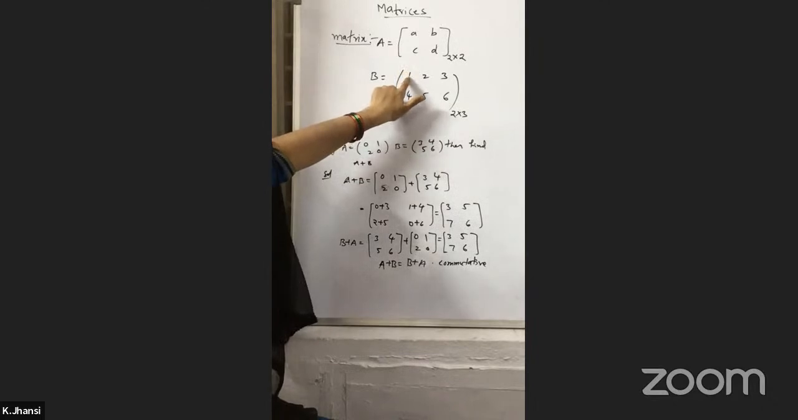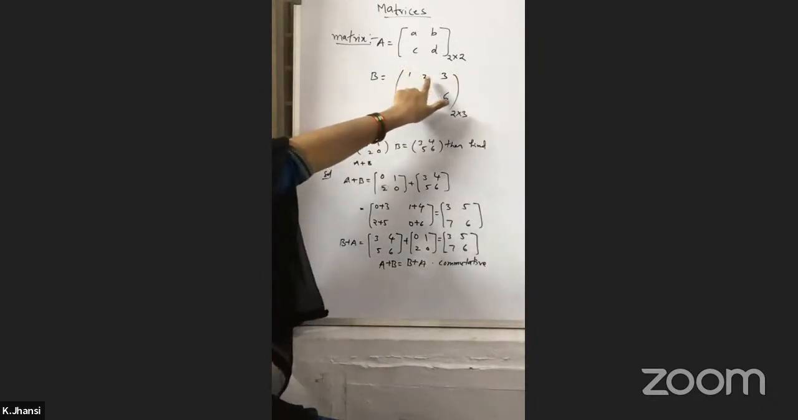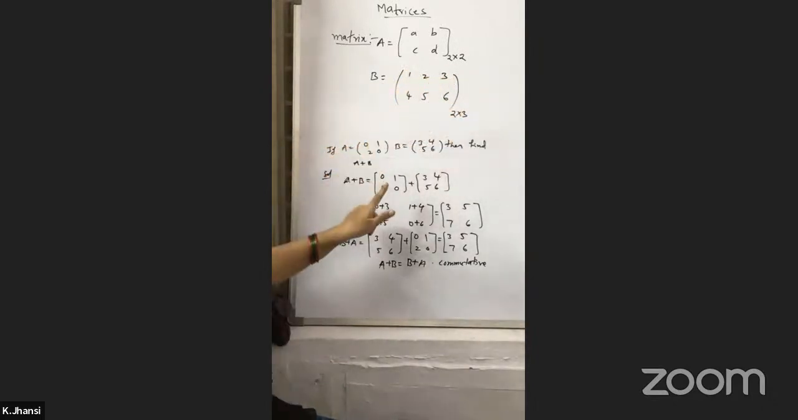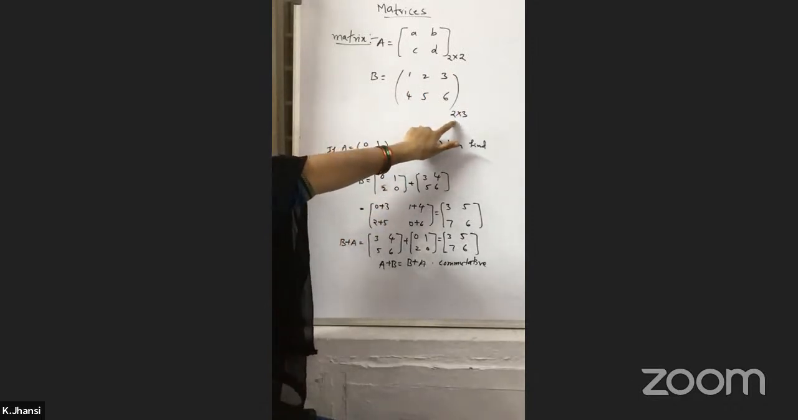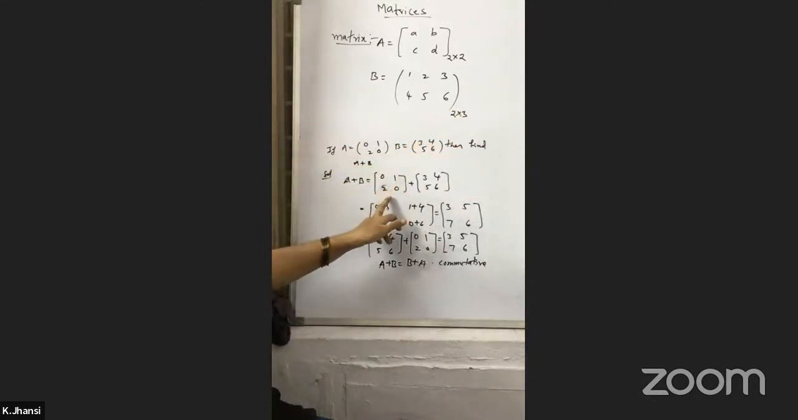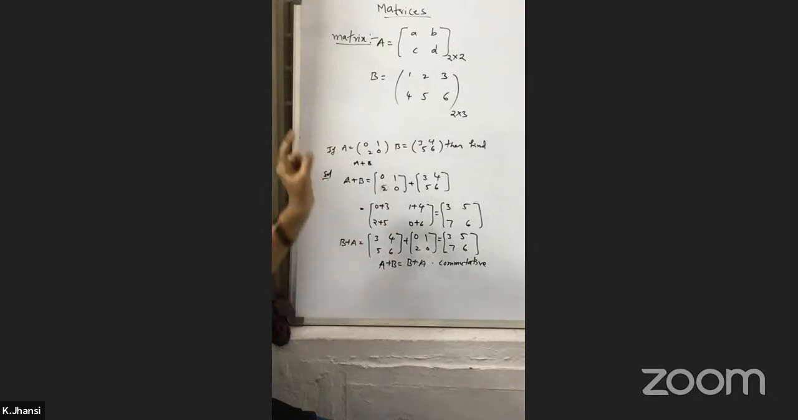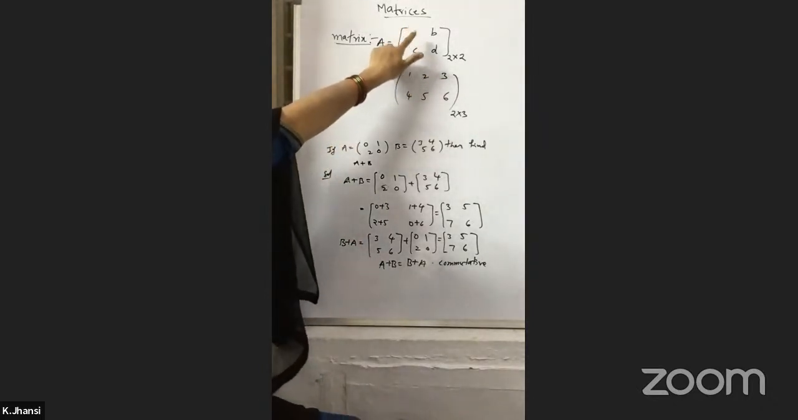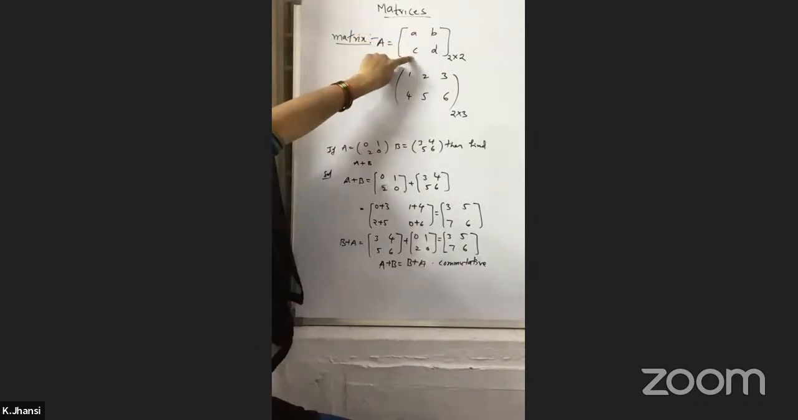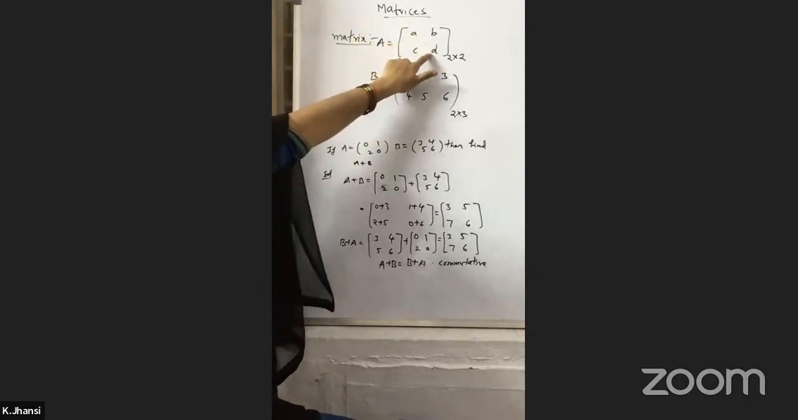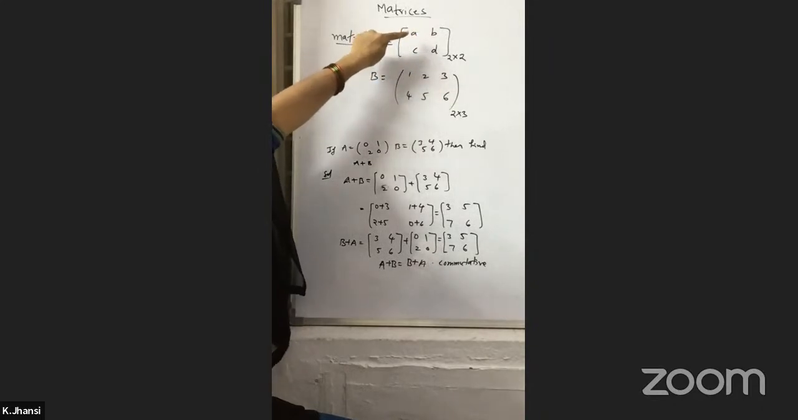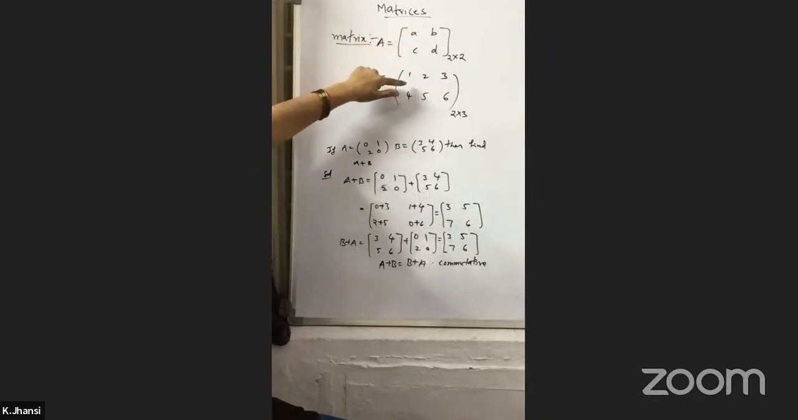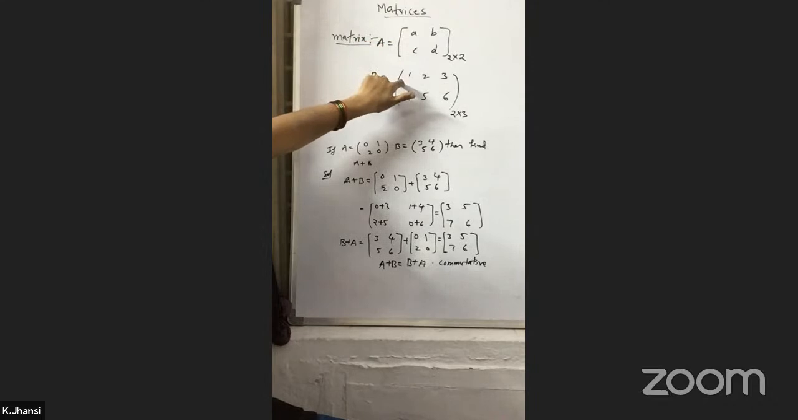Why? Because the corresponding elements will also be present. So here the order is very important. Both should have the same order. But in multiplication of matrices, the condition is that in the first matrix, the number of columns, if you see here, this is the first column and this is the second column, should be equal to the number of rows in the second matrix.